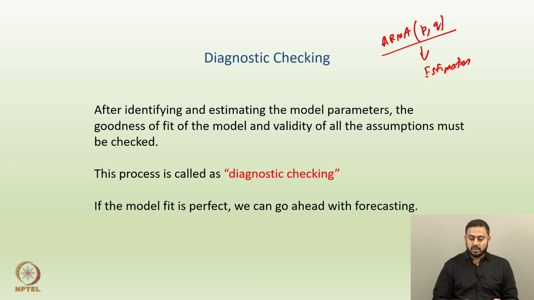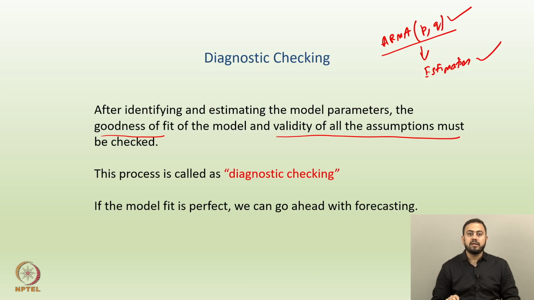Alright, so assuming that you fix the orders, performing the model identification and the estimation, the next step in analyzing a time series is diagnostic checking. What exactly do we mean by this term? After identifying and estimating the model parameters, one has to assess the goodness of fit of the model, and the validity of all the assumptions that you made initially. So, this idea of diagnostic checking is twofold: how good the fit is, and whether all the assumptions are valid or not.